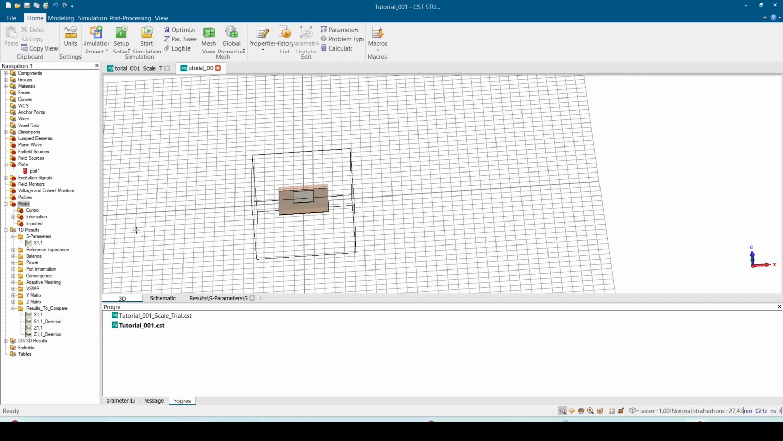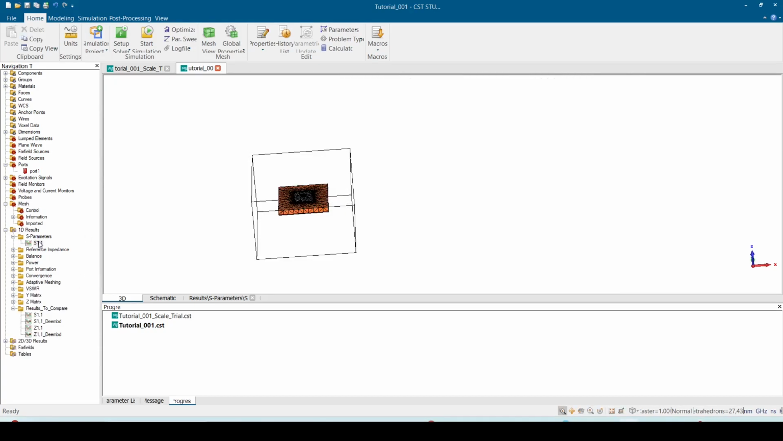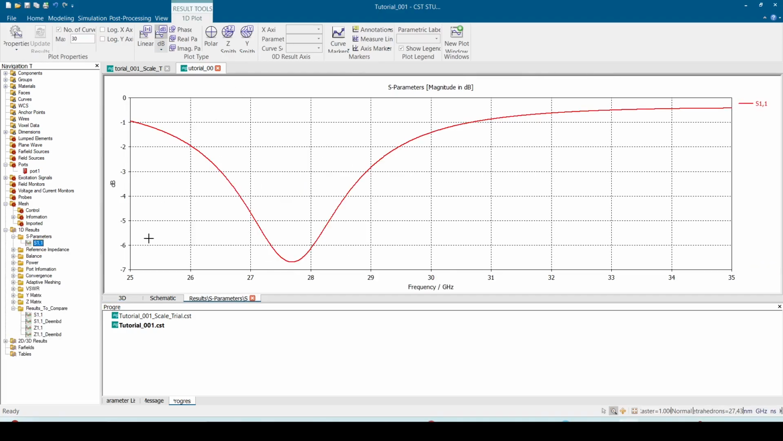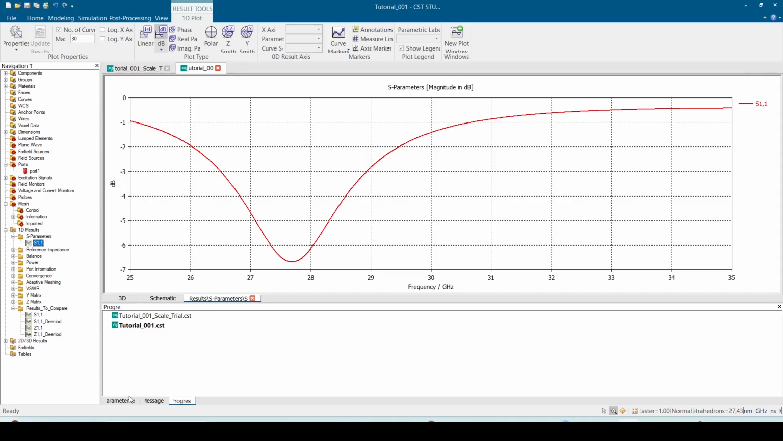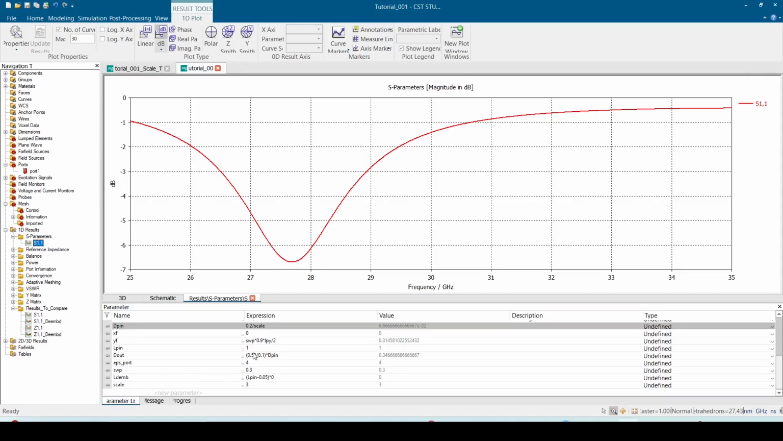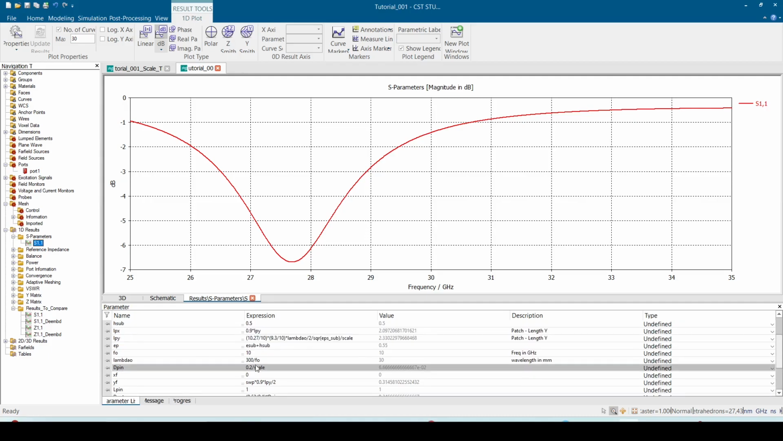Well, simulation is done. So we can look at the S parameters. We see that it is scaled up almost to the 30, but around here it got wider, right? This is the first observation. It was like this before, and when we scaled up like this, the reason is, because we scaled everything except the substrate, right?